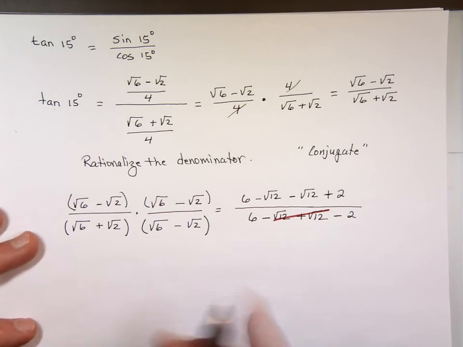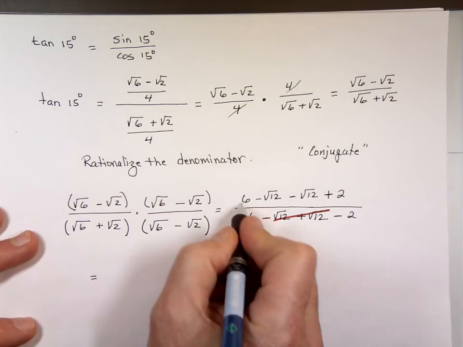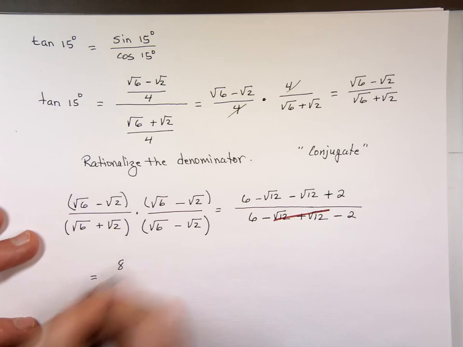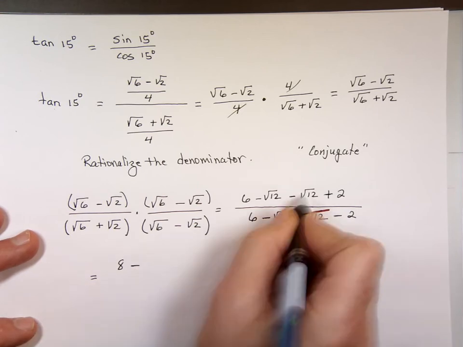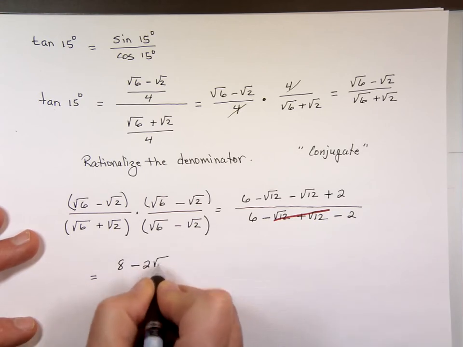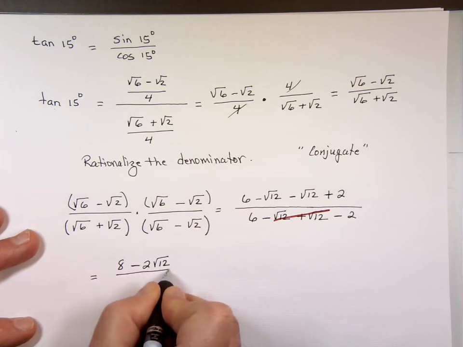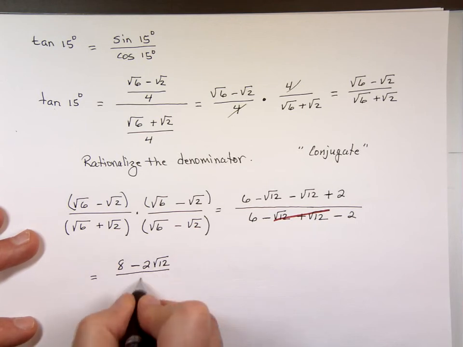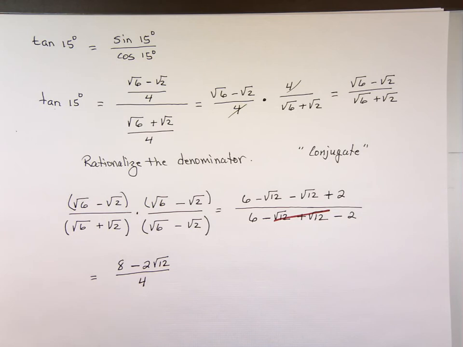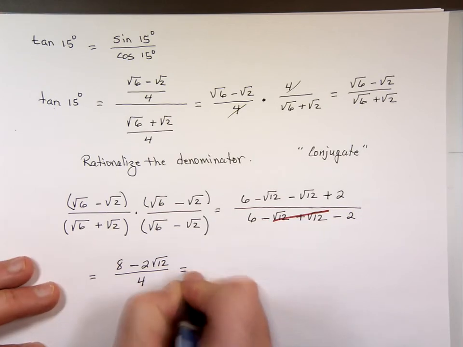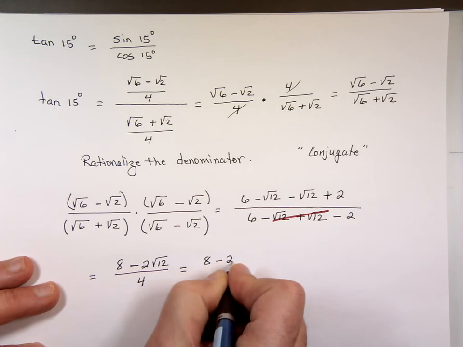What about the top? What's 6 plus 2? 8 minus 2 sets of these. 6 minus 2, which is 4. Simplify a few more steps and you're done. 8 minus 2. The square root of 12, I can write that what? 4 and 3?